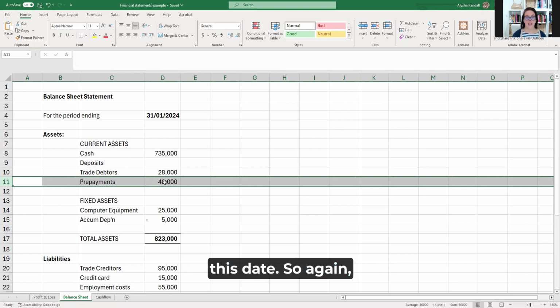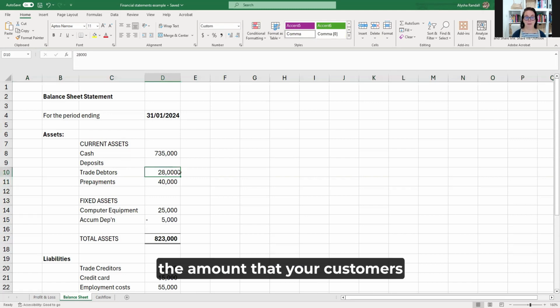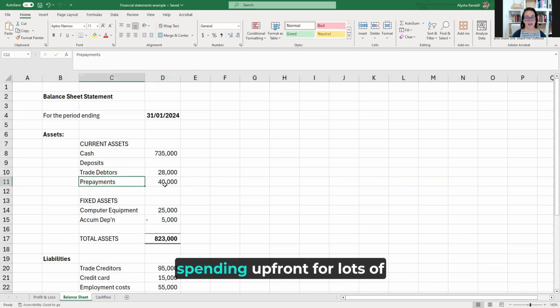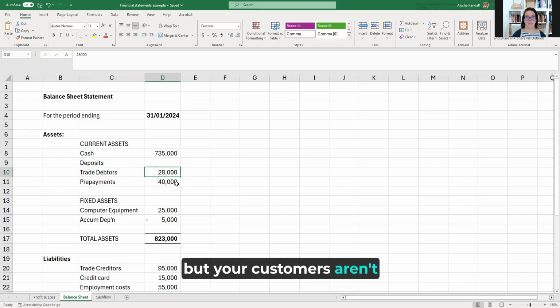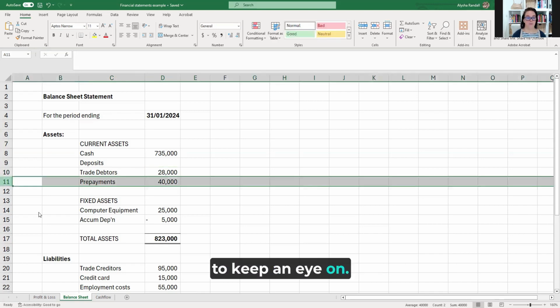So again, if you're paying for a huge amount upfront, and the amount that your customers owe you is getting quite big, then you would question your working capital, because you're spending upfront for lots of things and it's costing you cash essentially, but your customers aren't paying you quickly. And so that is something to keep an eye on.